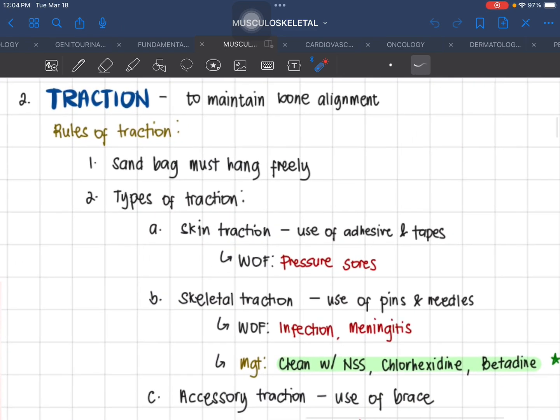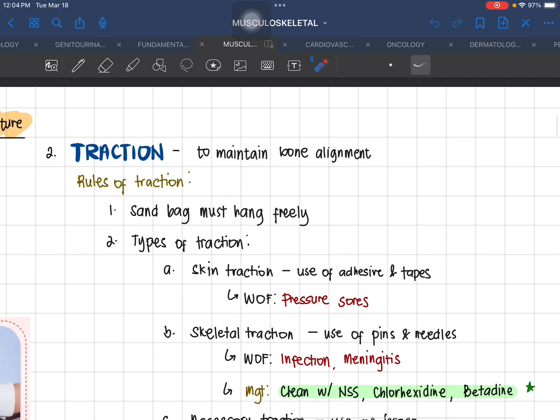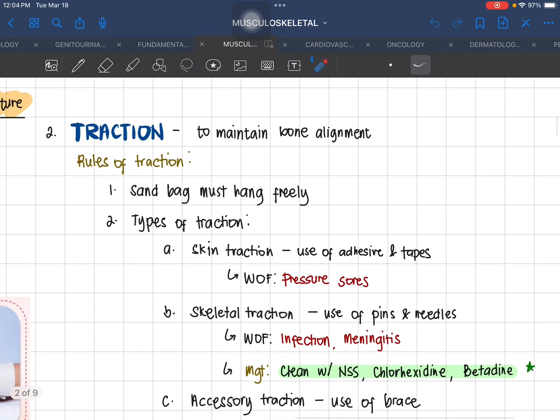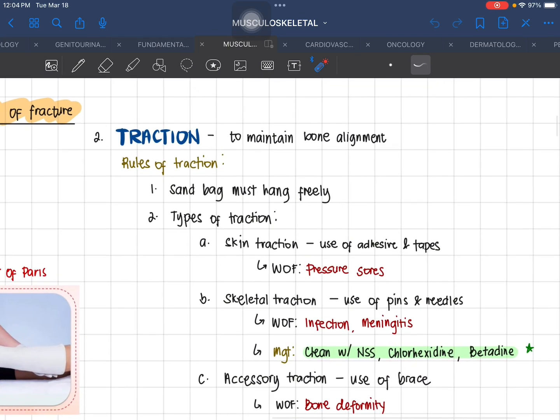So, another management ng fracture is traction. Traction is used to maintain bone alignment. So, ano ba ang mga rules ng traction? First, dapat yung sandbag ay nakahang lang siya freely. So, sandbag must be hung freely.